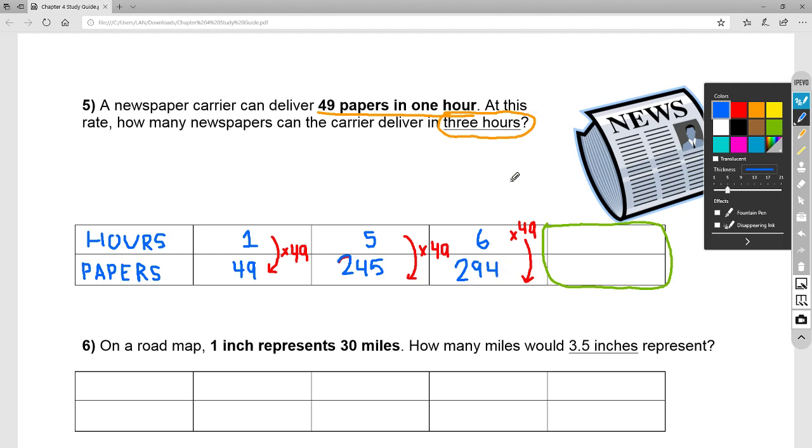Now the question part that we circled would go in the green box here. So in 3 hours, how many papers can they deliver? Same thing, we take 3 times our constant, which is 49. 3 times 49 is 147. So he can deliver 147 papers in 3 hours.